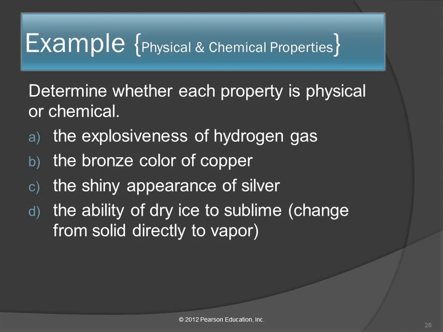So determine whether each of these properties is physical or chemical. The explosiveness of hydrogen gas. Chemical or physical? Chemical. Anything exploding, burning, anything like that. The bronze color of copper. That's physical. That's its appearance. You look at the color of it, it doesn't change what it is. The shiny appearance of silver. Physical. How about the ability of dry ice to sublime, which means to change directly from the solid to vapor? Physical. That is a state change.